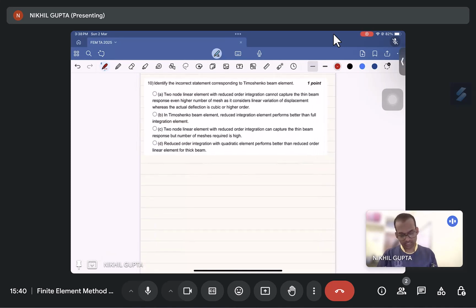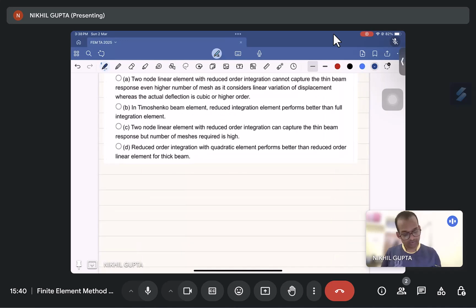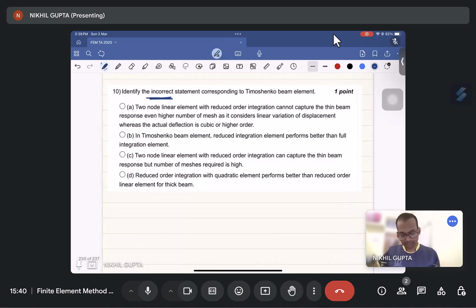Let's focus on question number 10, which says identify the incorrect statement corresponding to the Timoshenko beam element. So option A says a two node linear element with reduced order integration cannot capture the thin beam response even with a higher number of mesh, as it considers linear variation of displacement, whereas the actual deflection is cubic or higher order. Actually this is the answer.